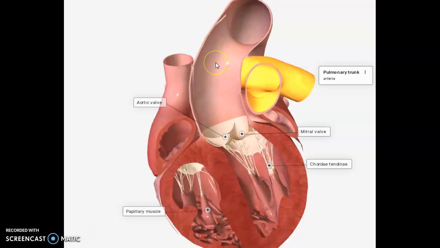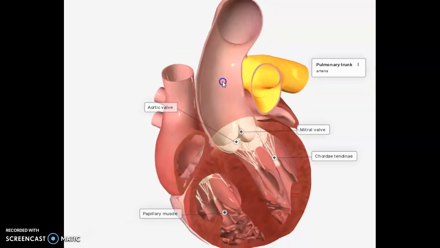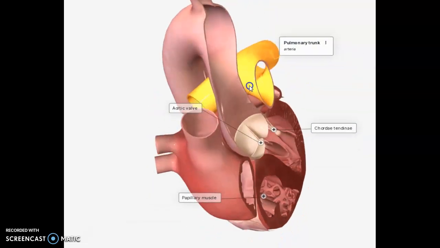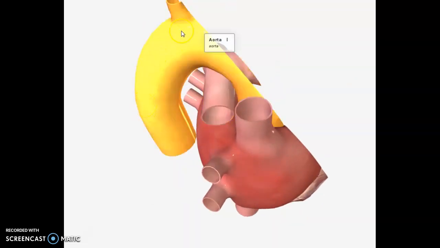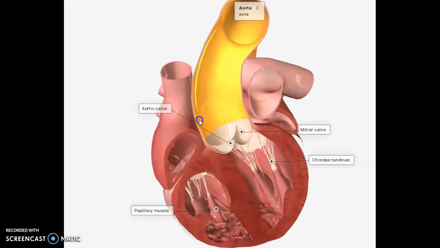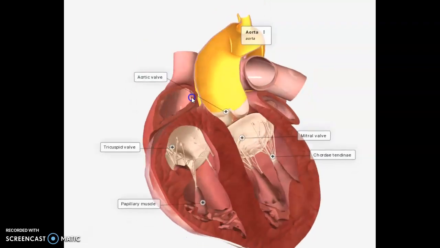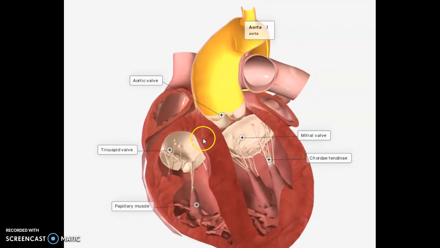So the aorta is our largest artery of the body. The aorta is what's going to be distributing the blood to the body. So we have our aortic arch here, and then it descends down into our thoracic, into our abdomen, and supplying the blood to the pelvis and the legs. So that's pretty much, in short, the blood flow through the heart.